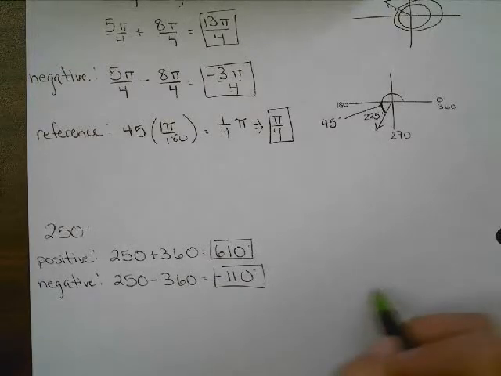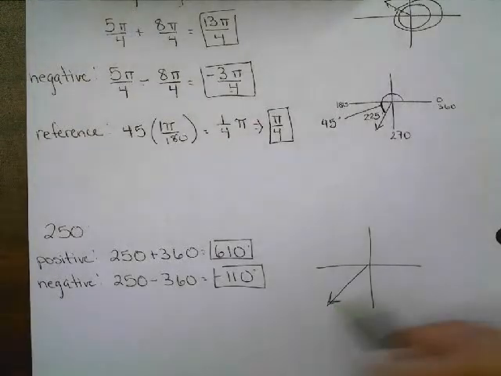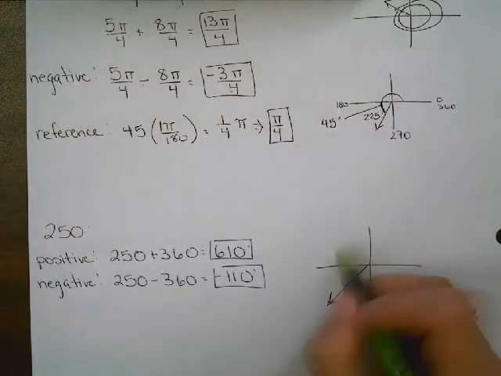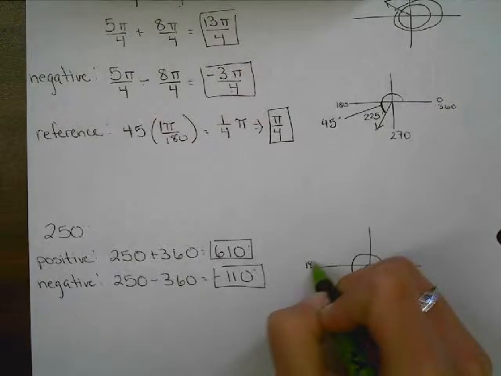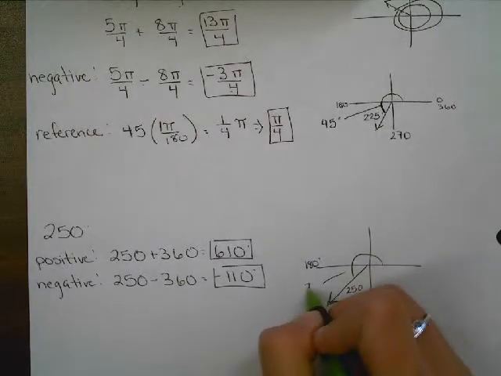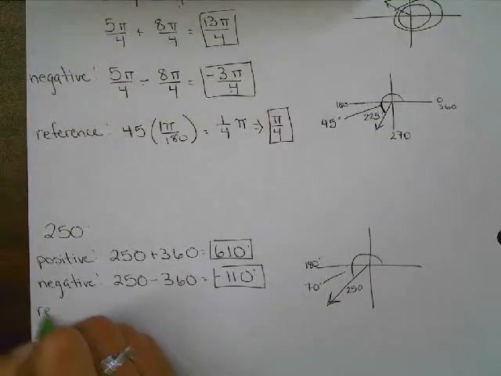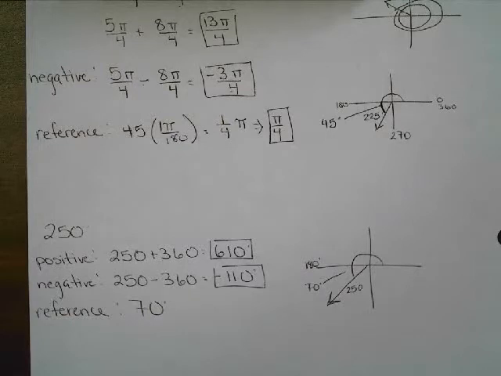Now the reference angle, we'll do the same thing. I'm going to draw a little graph here. 250, about in the same place as our previous one, just worked out that way. So this is 250 here. Again, my closest x-axis, since I'm in quadrant 3, is this 180 here. So I'm going to take 250 minus 180, and you come to find out this angle is 70 degrees. So my reference angle is 70 degrees. And that's how you find positive and negative coterminal angles and reference angles.